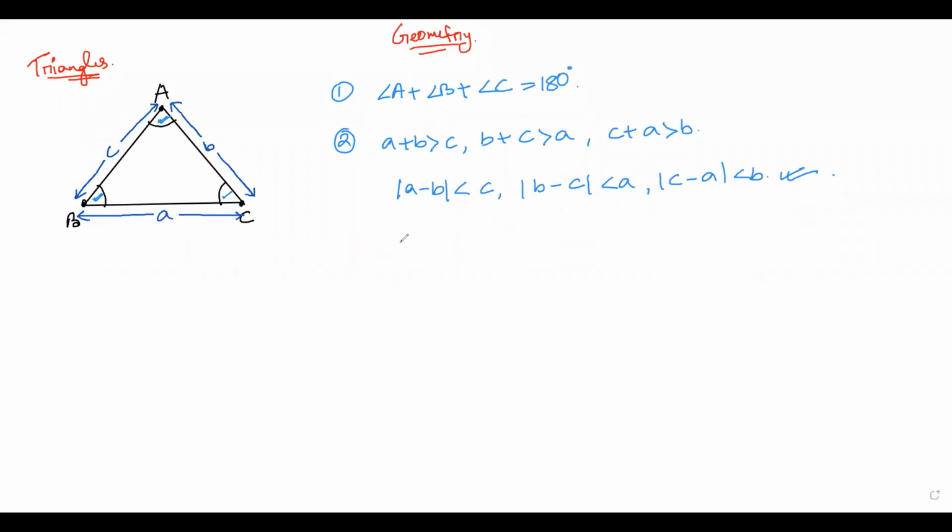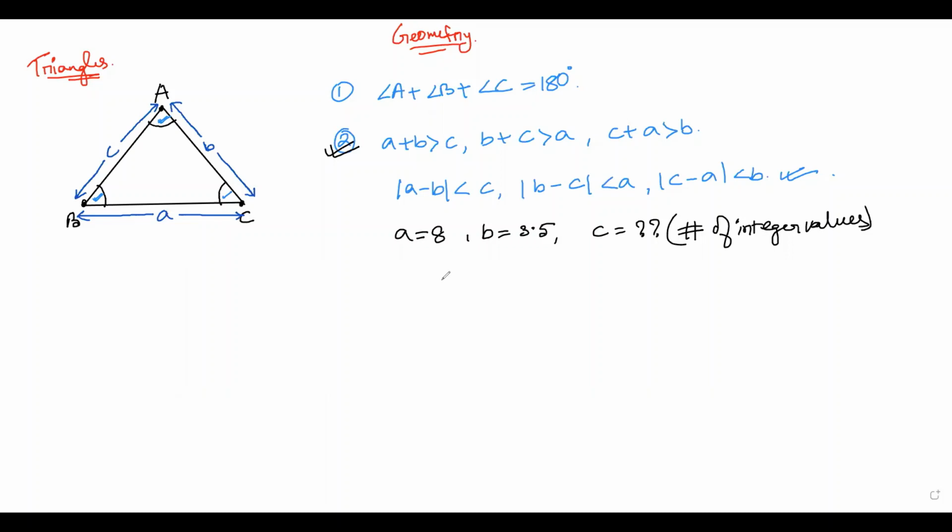Now suppose we have been given that one of the side lengths is 8 units, the other side length is 3.5 units, and we need to find how many integer values the third side can take. Using this property, that is, the sum of 2 sides of a triangle is greater than the third side, or the difference of 2 sides is lesser than the third side, we can find the number of integers that this third side can take.